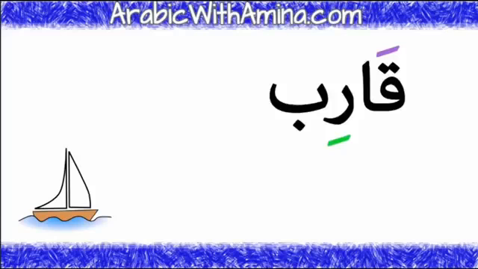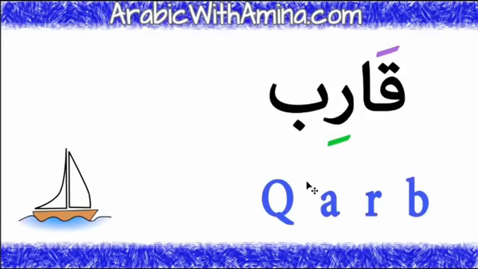Our third example is the word boat in Arabic. This is the word in Arabic. Right now we are going to translate all the letters to English. Qaf is Q, Alif is A, Ra is R, Ba is B. Now we're going to apply the vowels. Qaf has a fatha on it, so we are going to write a short A after it.